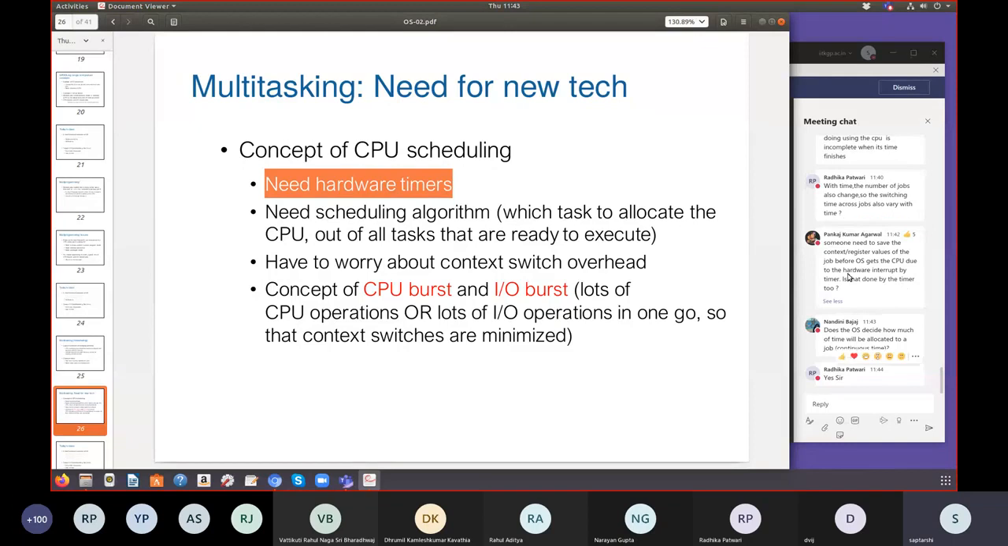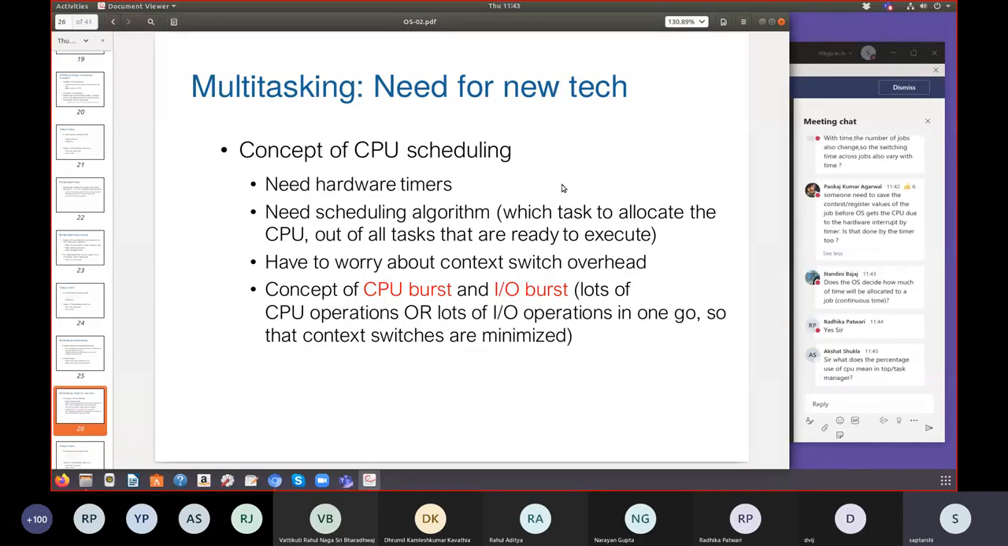Okay, Nandini has asked, does the OS decide how much of time will be allocated to a job, continuous time? Okay, good question, but this is very similar to Radhika's question. So I'll come back to it in a few minutes. Okay, so let us context switch this question for a minute. I'll be allocating myself to this question in a few minutes again. Let me go ahead a bit more, then I'll come back to that question and I can take further questions.